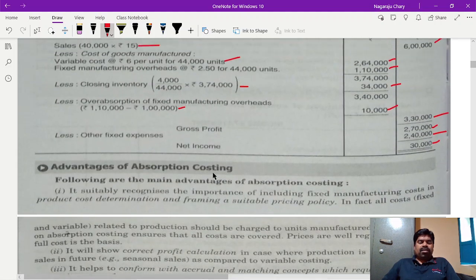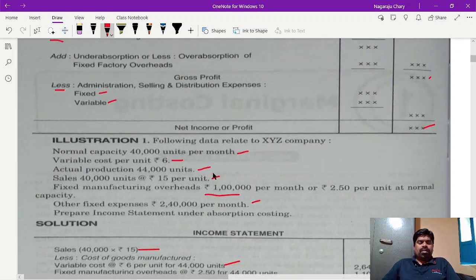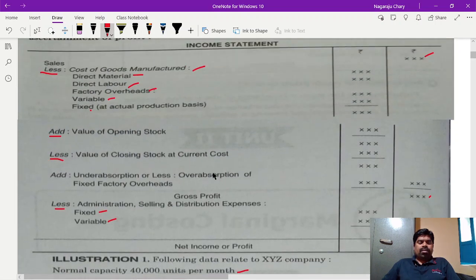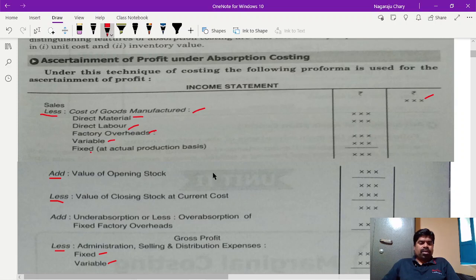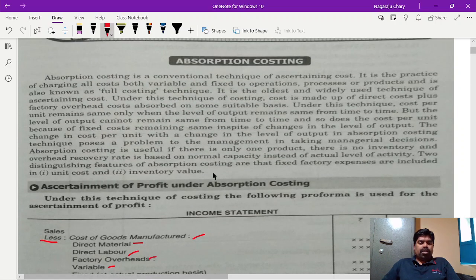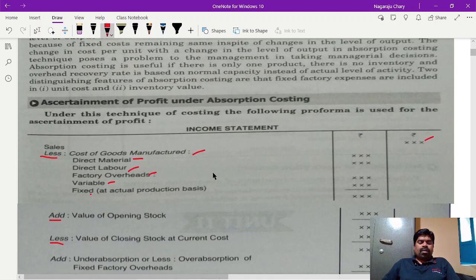This is a traditional method, whatever method we followed for so many years. In the absorption method, there is no difference between fixed cost and variable cost. Both the costs will be given equal importance. That's why in total cost we have to add both the costs. Of course, maybe separation is there, but no importance is given to one cost over another. So that will be the problem.